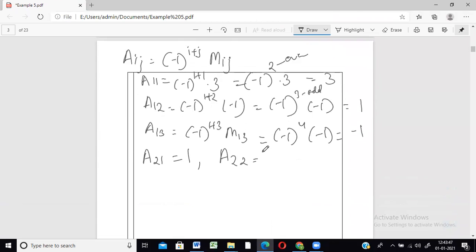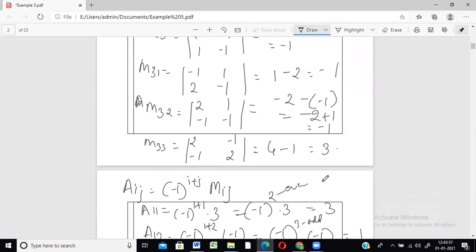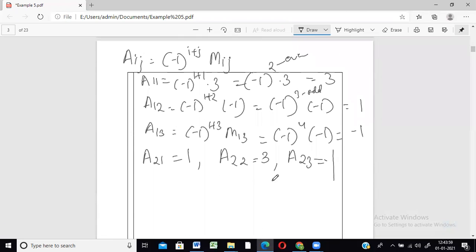So as it is, I will write down 3. Next one. What is A23? 2 plus 3 is 5, which is odd, so the sign will change. So what is M23? It is -1, so I will write the same with the opposite sign, right?